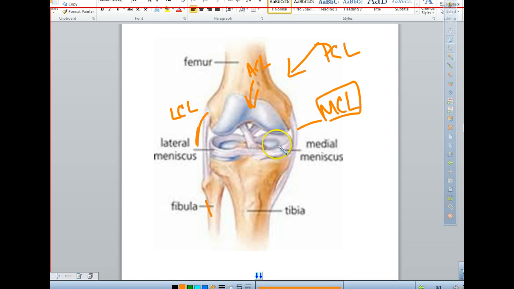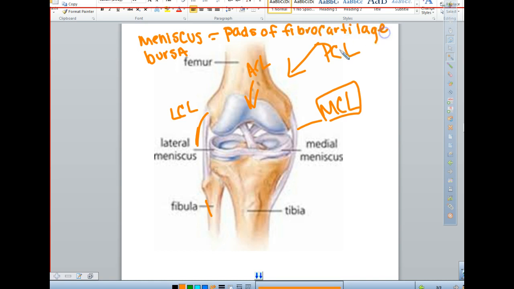Isn't that lovely? So you have these things called menisci or meniscus, and then you have bursa. This is on page 163. Menisci are extra pads of fibrocartilage. Now, why would you think pads of fibrocartilage would be a good idea at the bottom of the knee on top of the tibia?